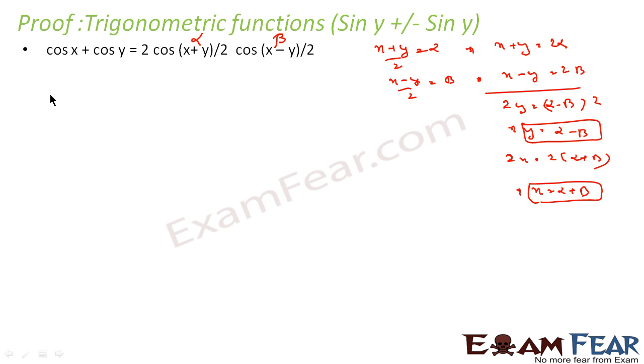So this left hand side I can write in this form: cos alpha plus cos beta, where x is equal to alpha plus beta and y is equal to alpha minus beta. So I say cos of LHS, x is equal to cos of (alpha plus beta) plus cos of (alpha minus beta).